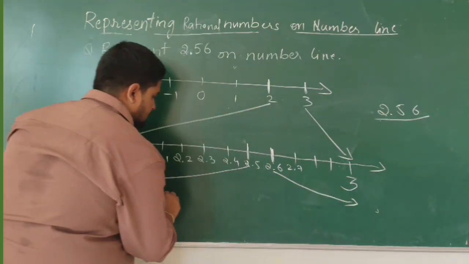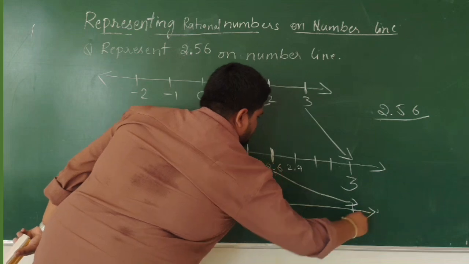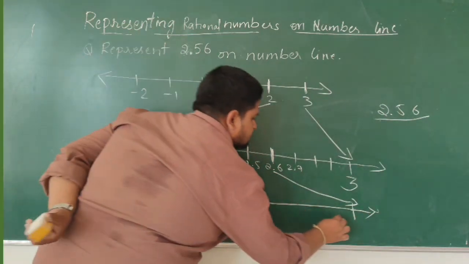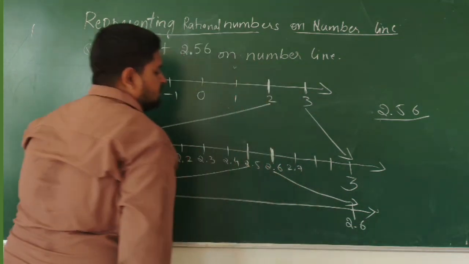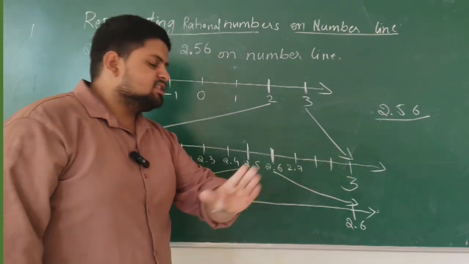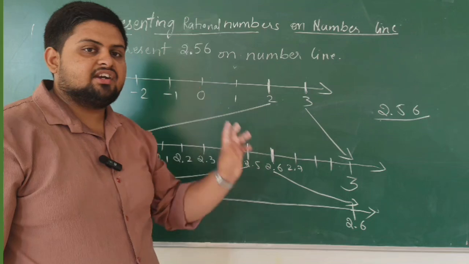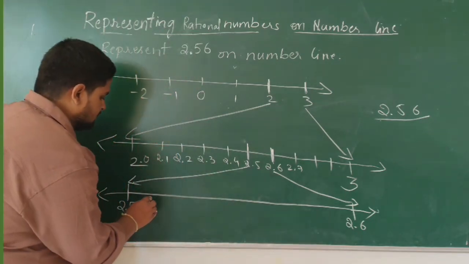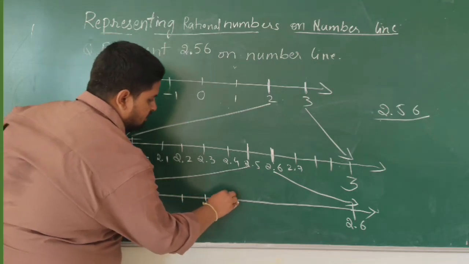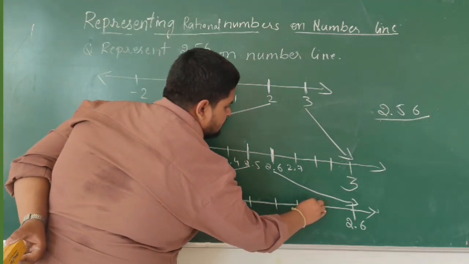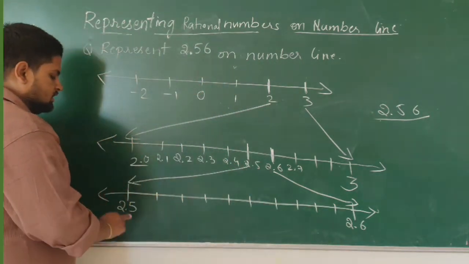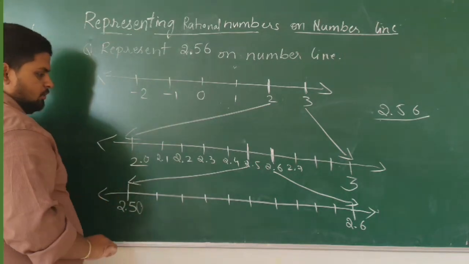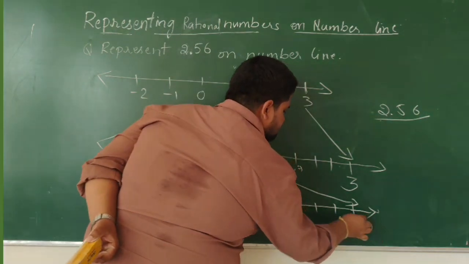I will start from here. This is 2.5 and this is 2.6. Now what I will do, I again divide this line into 10 equal parts. To divide it into 10 equal parts, I will put 9 lines in between. So I will put 1, 2, 3, 4, 5, 6, 7, 8, 9 lines in between. So starting from here, 2.5 can also be written as 2.50, 2.6 can also be written as 2.60.